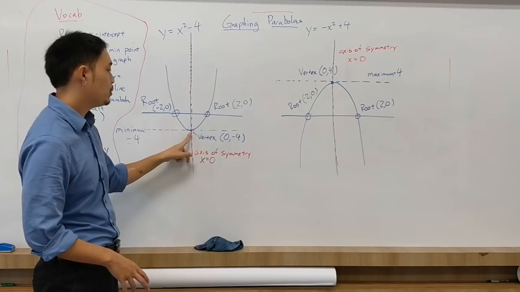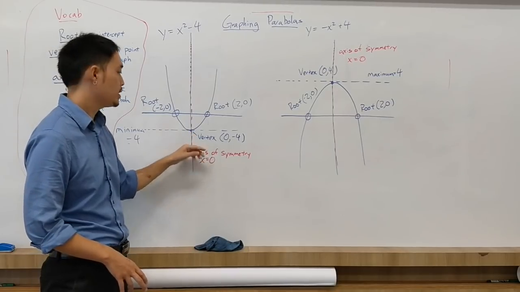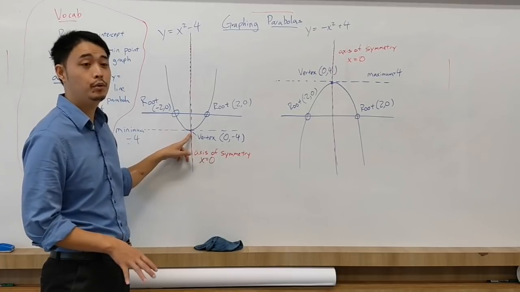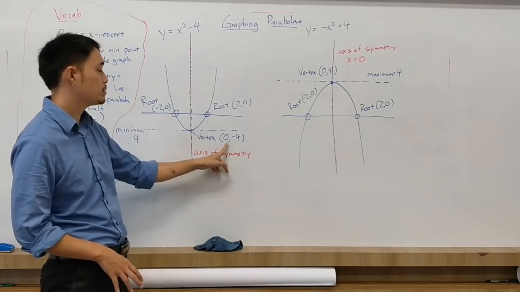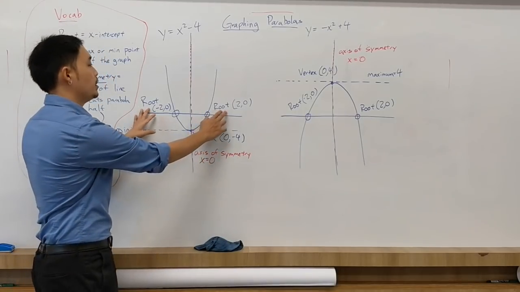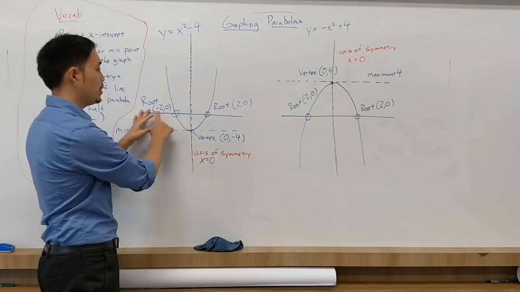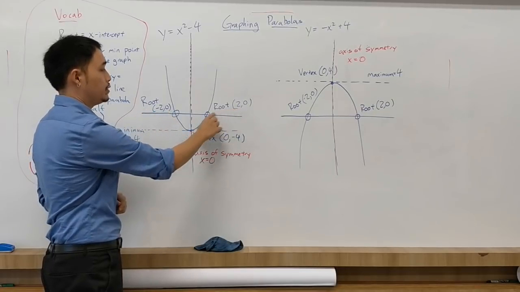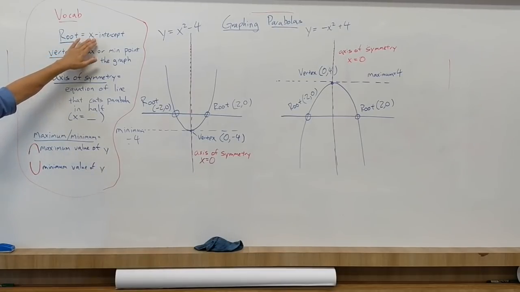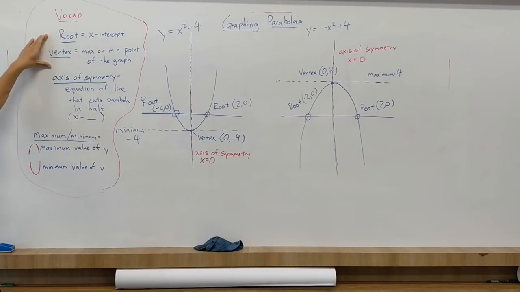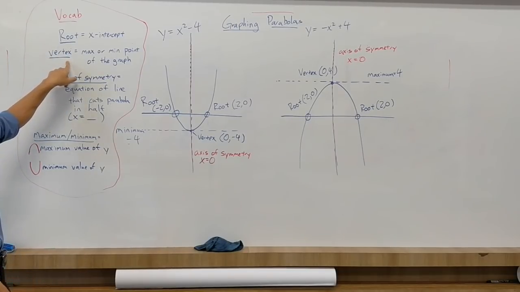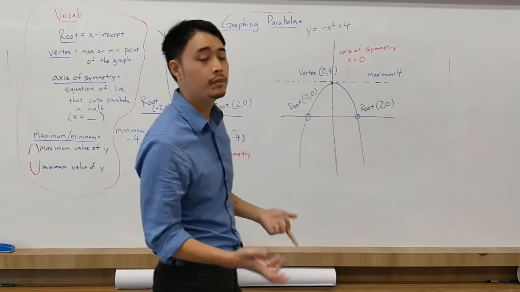And the first point you want to think about is the vertex. The vertex is the ending point, or sort of the maximum or minimum point of the graph. In this case, the vertex of this parabola is 0, negative 4. The next 2 points are the roots. The roots are negative 2 comma 0 and 2 comma 0, and the roots are basically defined as the x-intercepts. So for our first two definitions, we have root is x-intercept, and vertex is basically the maximum or minimum point of the graph.